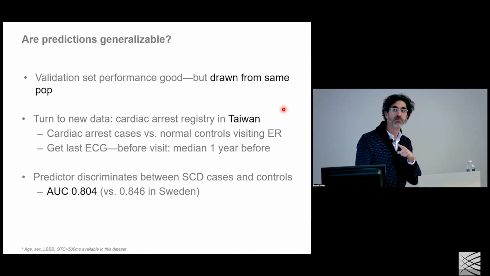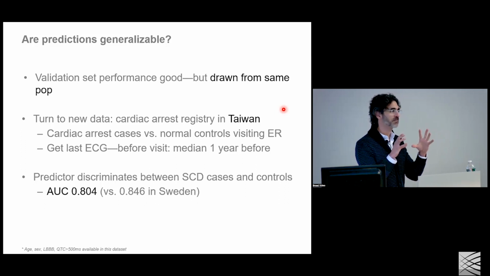And the AUC, which was 0.846 in Sweden, is actually still, to me at least, surprisingly high in Taiwan. So this is able to distinguish, about a year in advance, cases from controls in this setup. There's one interesting fact that I was talking about with Pete earlier today, which is that this predictor, as I mentioned, is just the waveform. So it is purely mapping the waveform data onto the probability of sudden cardiac death, and it doesn't use age or sex or anything else from the electronic record or otherwise.